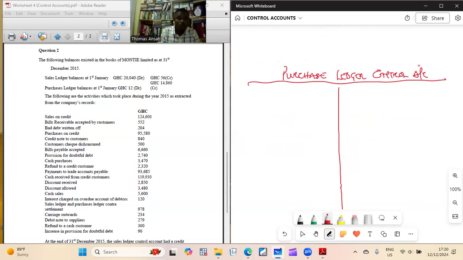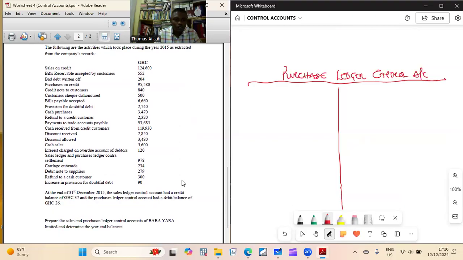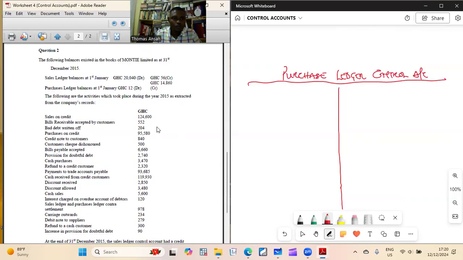All right, so this one we have December 2015, but we are probably preparing this account. Also in December. So everything is in December 2015. Now we have these balances.